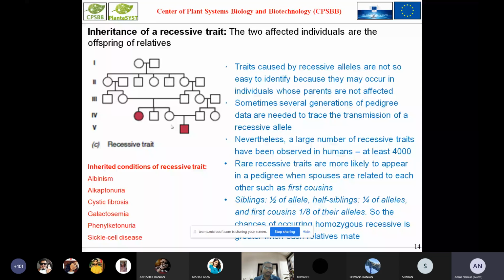One of the important distinctions between the dominant trait and the recessive trait is that the sharing of the allele among siblings will be one half, among half siblings one fourth, and among first cousins one eighth. So when mating or marriage occurs between these close relatives, the recessive trait will resurface in the next generation, and we are going to see this sickle cell disease example here.